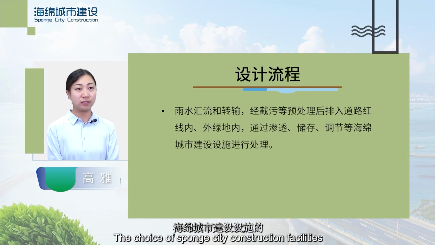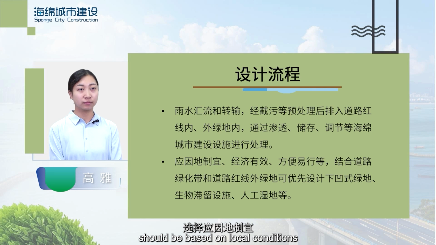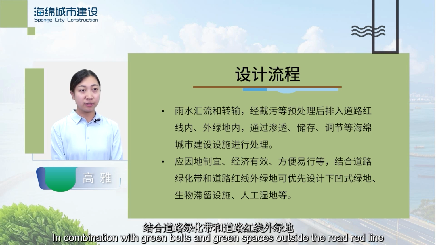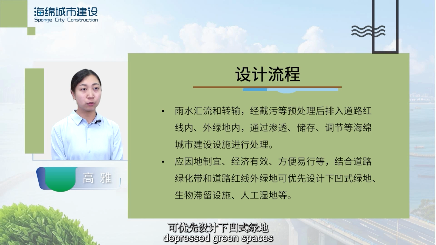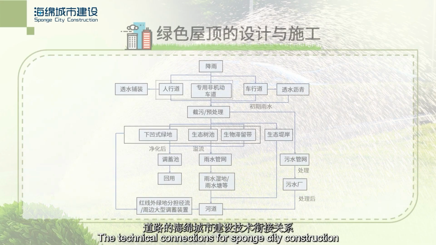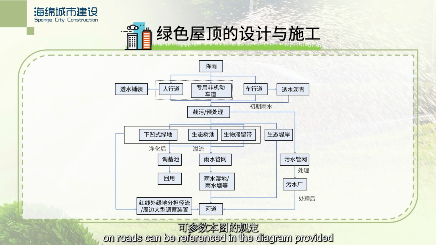The choice of Sponge City construction facilities should be based on local conditions, cost-effectiveness, and ease of implementation. In combination with green belts and green spaces outside the road red line, depressed green spaces, bioretention facilities, and constructed wetlands should be prioritized in the design. The technical connections for Sponge City construction on roads can be referenced in the diagram provided.